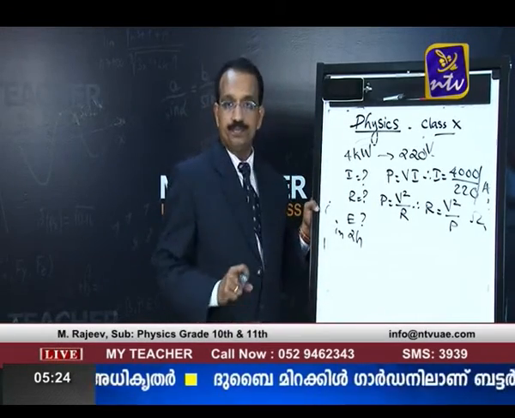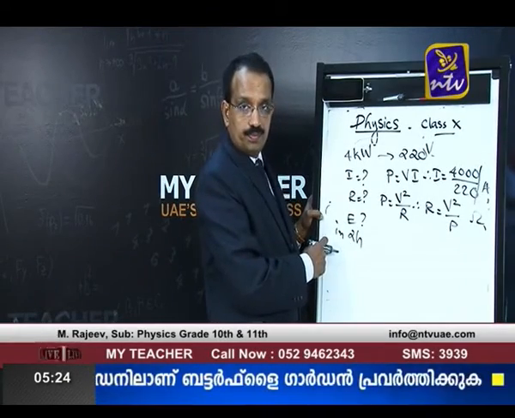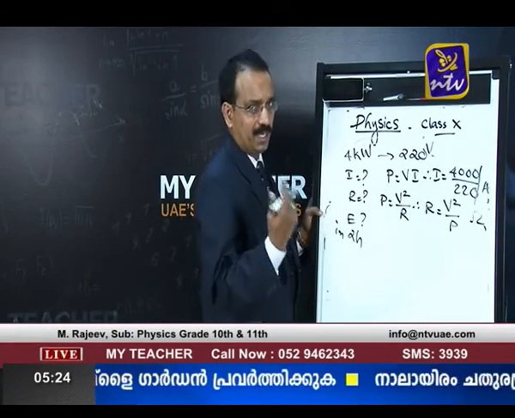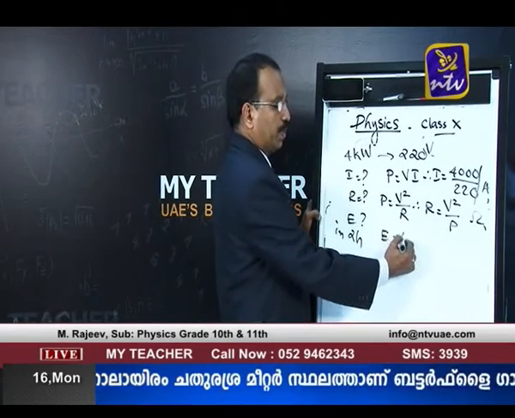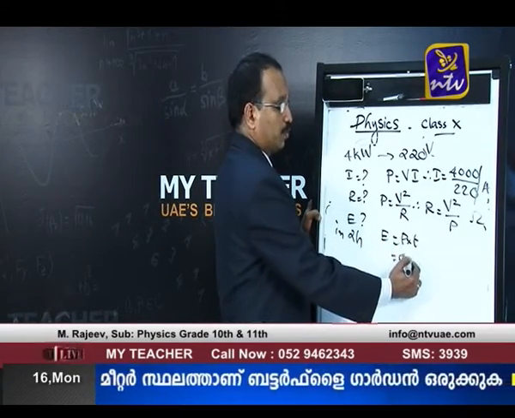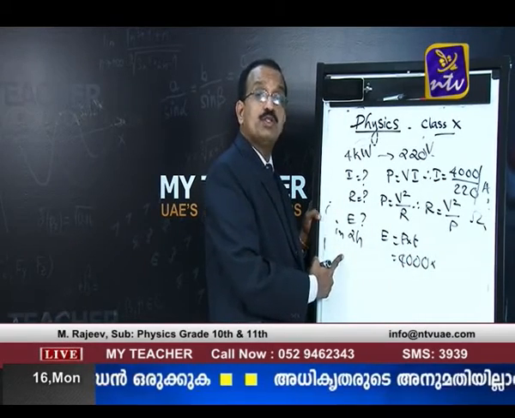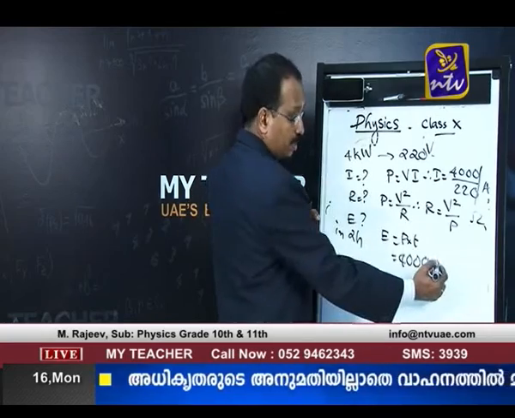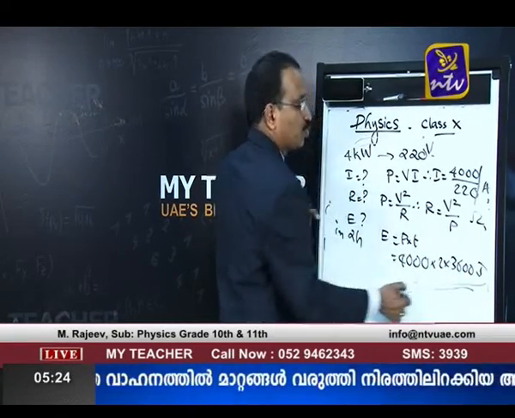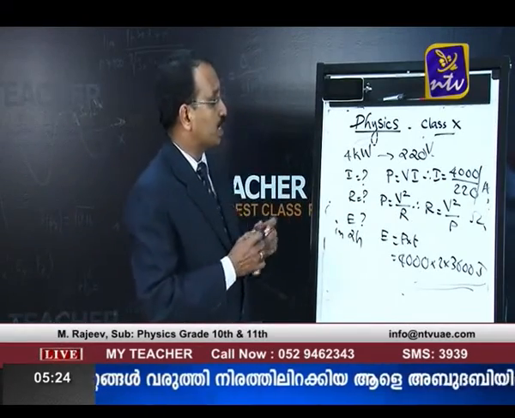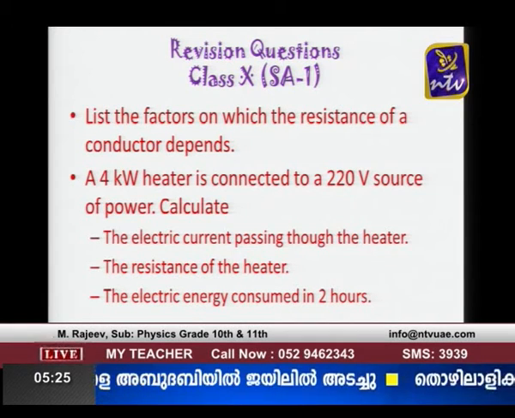Another thing is electrical energy consumed in 2 hours. How do you find? Usually the commercial unit of electrical energy is kilowatt hour. We can calculate even in joules also. Generally the equation is what? Power into time. Power is 4000 and time is 2 hours. But you know, if it is to be converted into joules, the time should be in seconds, which is the standard unit. That is 2 times 1 hour is 3600 seconds. So, this many joules.